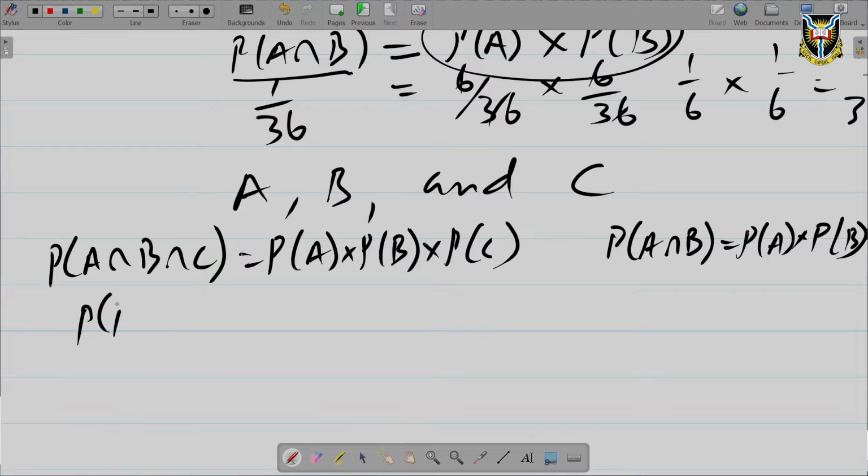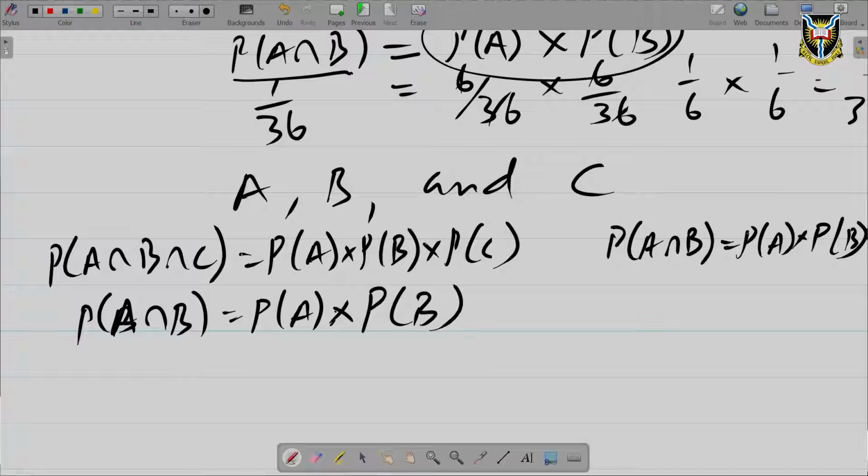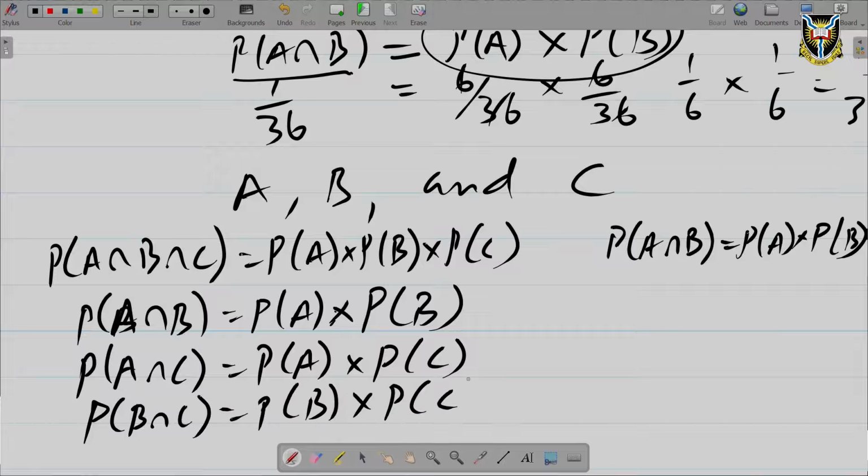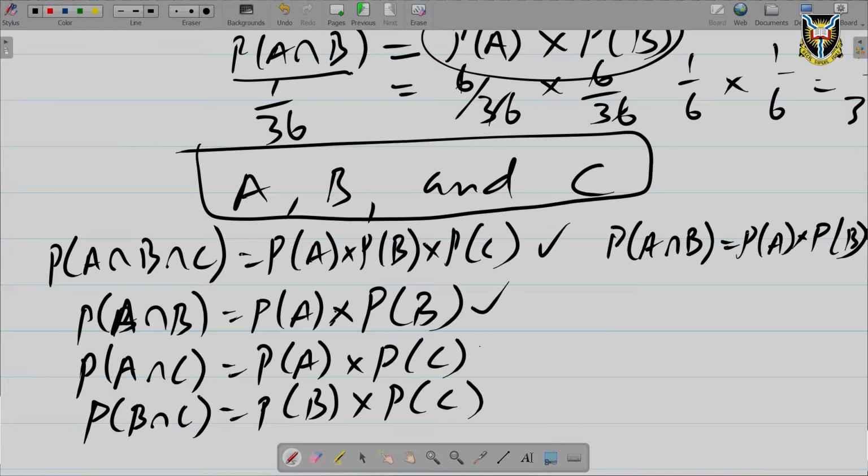Then we have to go to the pairwise combinations. The probability of A intersection B equals the probability of A multiplied by the probability of B. Then the probability of A intersection C equals the probability of A multiplied by the probability of C. Then the probability of B intersection C equals the probability of B multiplied by the probability of C. If we are interested in testing whether A, B, and C are independent, these 4 conditions have to be satisfied before we can conclude that A, B, and C are independent.